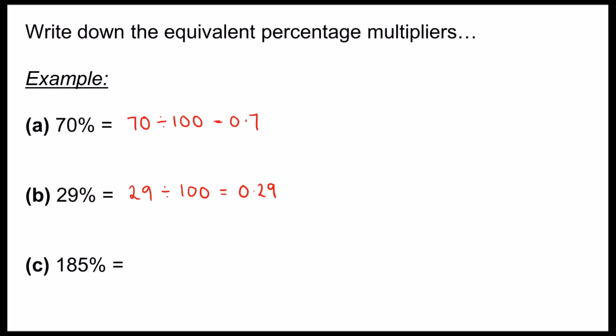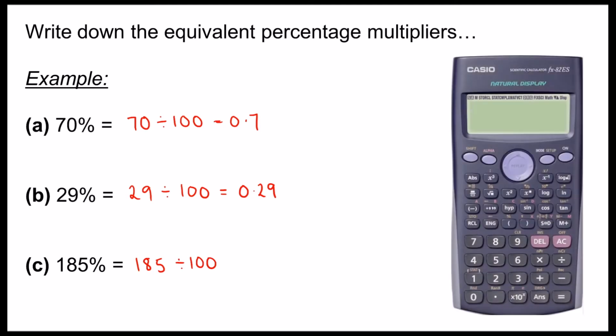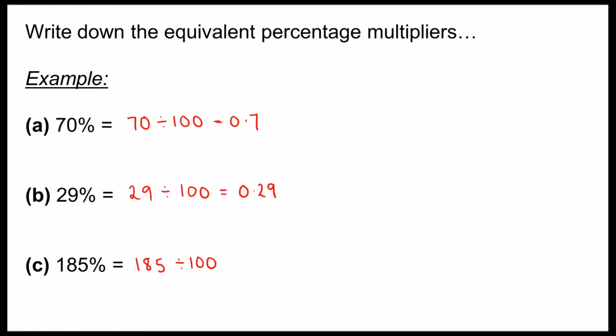Lastly, if I want to work out 185% of an amount, I do the same thing. 185 divided by 100, and again, if I'm unsure, I can use my calculator to help me. 185 divided by 100, convert it to a decimal, gives me 1.85 as my multiplier. So therefore, my multiplier for 185% is 1.85.